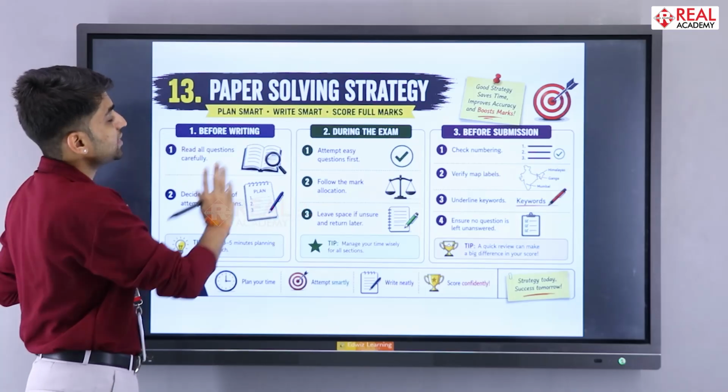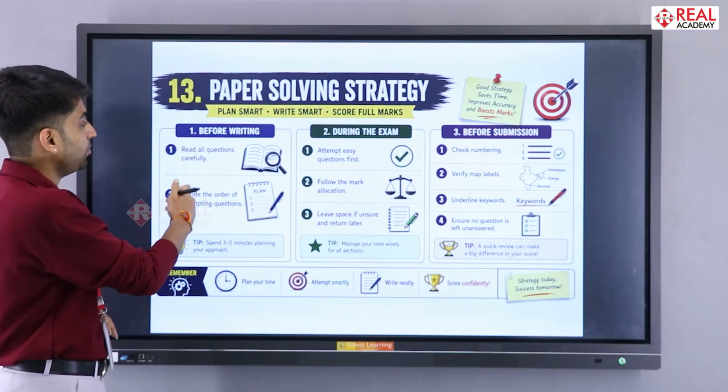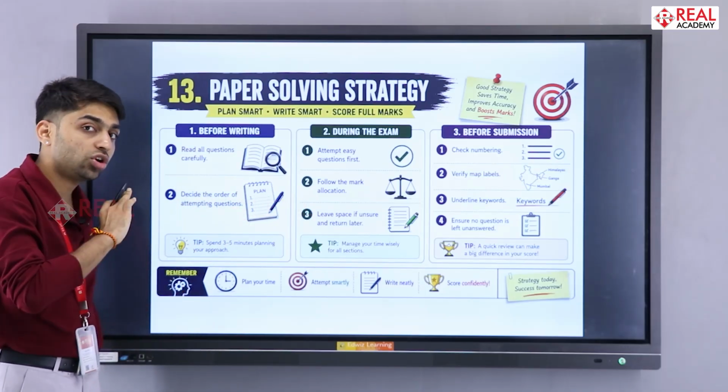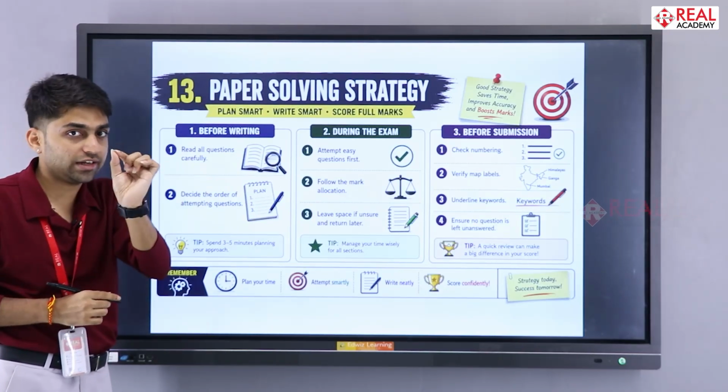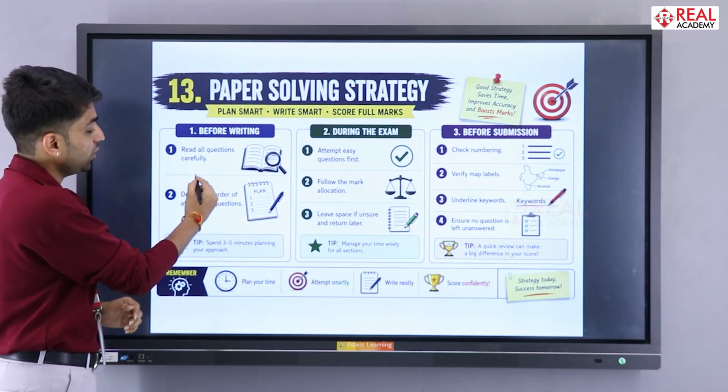Okay, then paper solving strategy. Before writing the paper, read all questions carefully. Do not skip the entire paper. From reading instructions till the last line, last word, go very carefully.